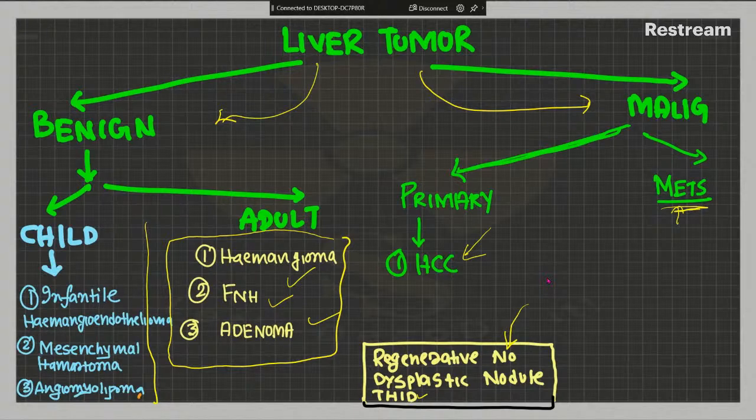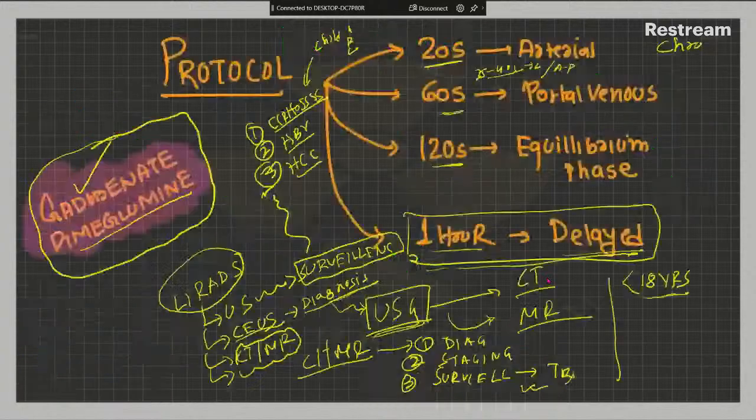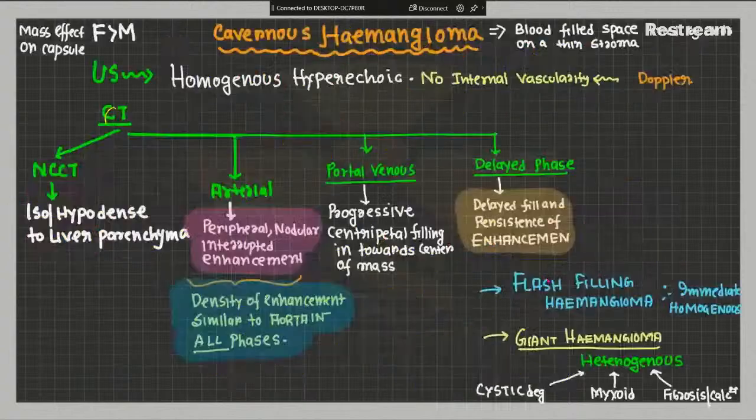Otherwise, these benign tumors are generally asymptomatic, or in extreme cases, due to capsular stretch, there may be a vague abdominal pain if it is subcapsular in location. Otherwise, there is not that much symptom and it is usually diagnosed incidentally on ultrasound. So coming to the cavernous hemangioma, it is the most common benign tumor in the liver. See, this is a very, very important topic.